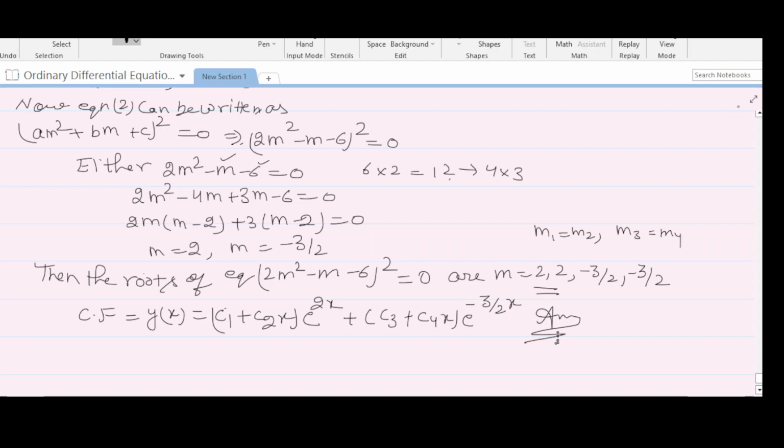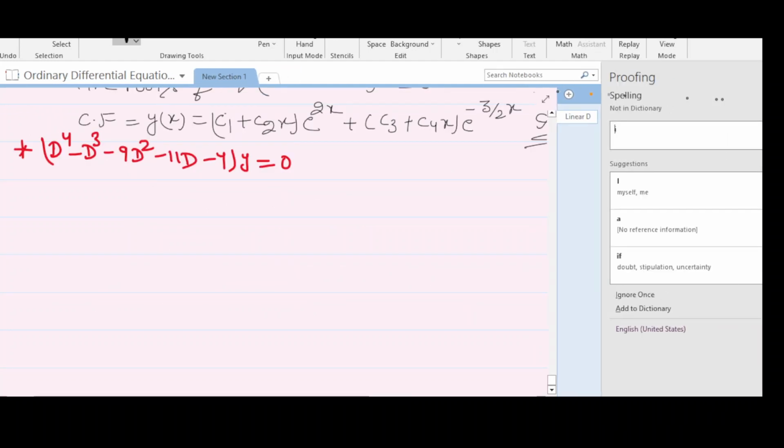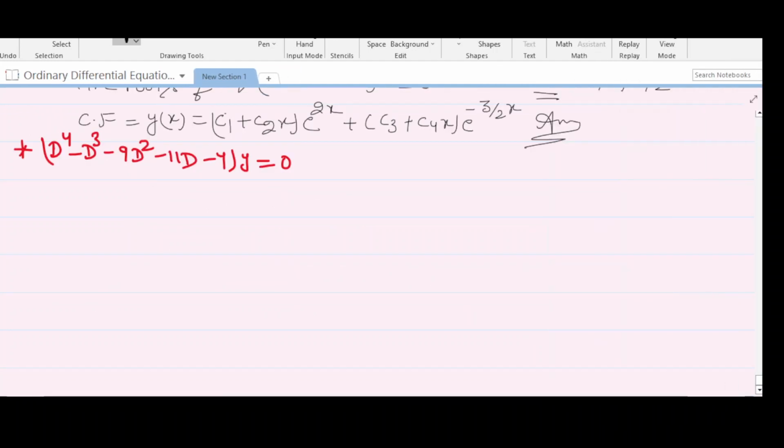So these are the methods by which you can find out the complementary function or the solution of the homogeneous differential equation. Now I have the last and final problem that I will bring in front of you. This is the final question of today's lecture, and after that I think you will all be able to do any kind of higher order differential equations complementary functions solution.